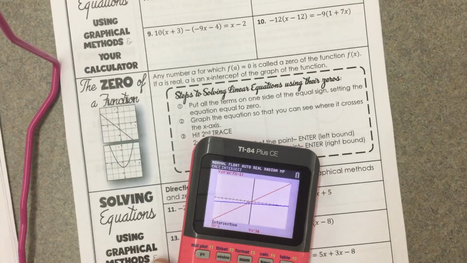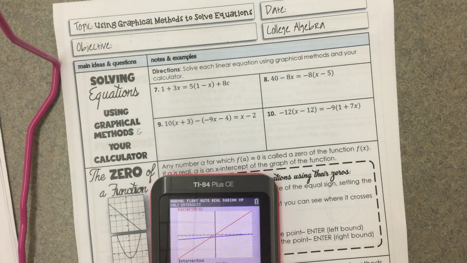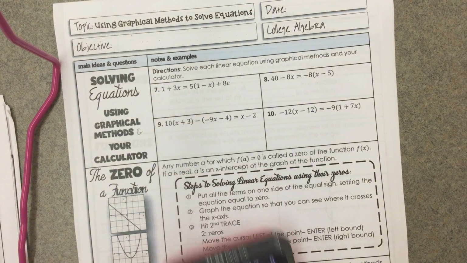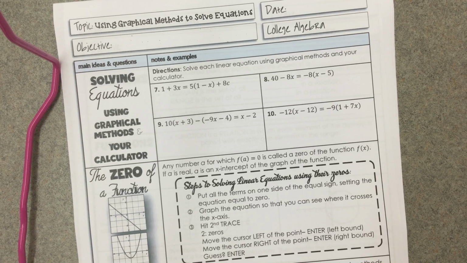Okay, so here's some more examples. Taking a look at number 7, go ahead and solve 7, 8, 9, and 10 using a graphical method. So go ahead and pause the video and see if you can do 7, 8, 9, and 10 graphically.